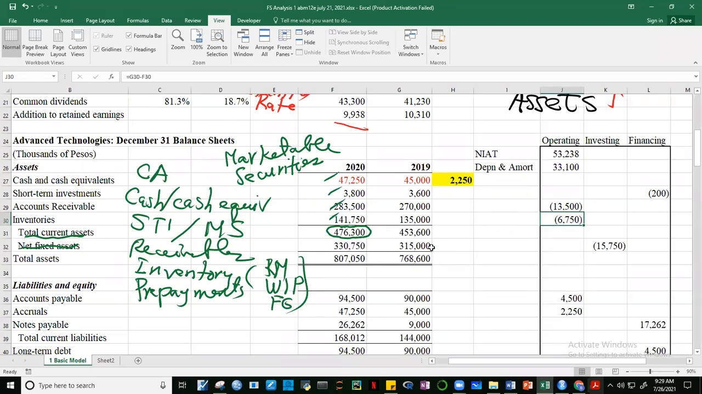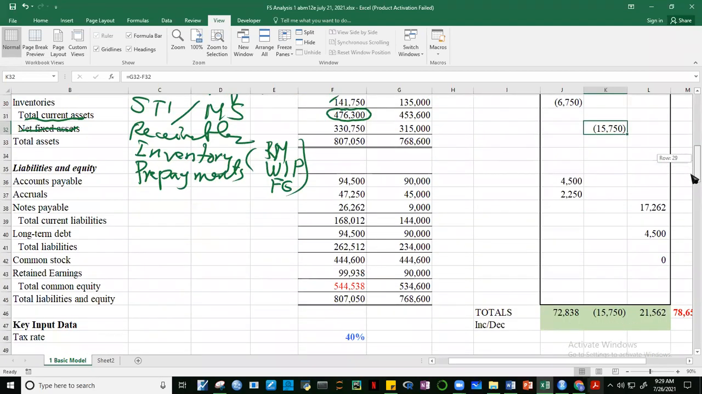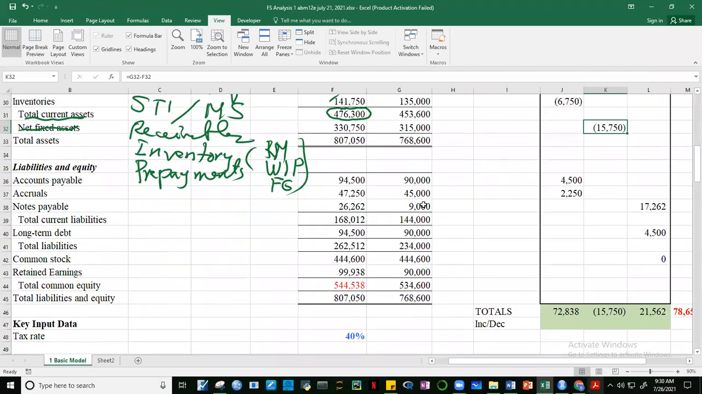Inventories, 135 to 147, 141,750, use of cash. Net fixed assets, okay, so it will go under investing. 315 to 330, it's a use of cash, nag-increase yung cash. Okay, then we go to liabilities and equity. Sabi natin, pag liabilities and equity, pag nag-increase yan, source of cash yan.